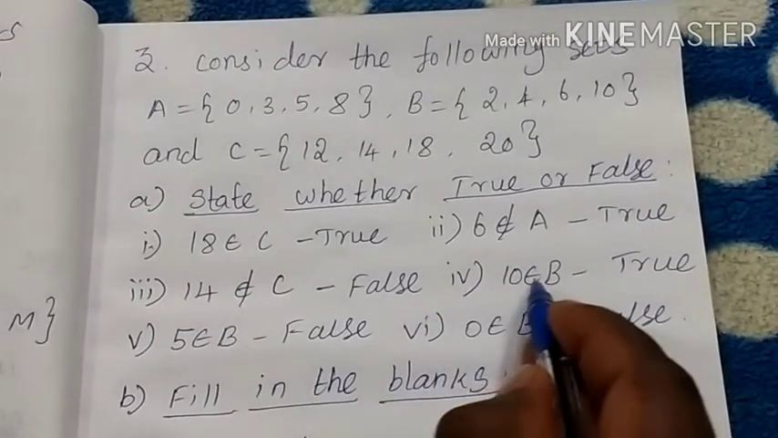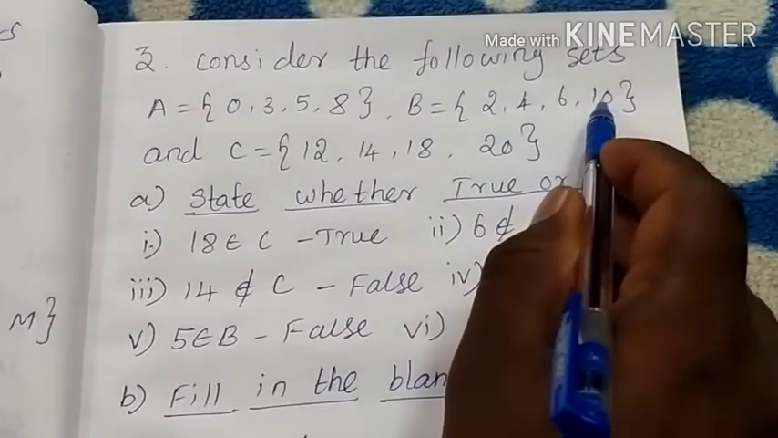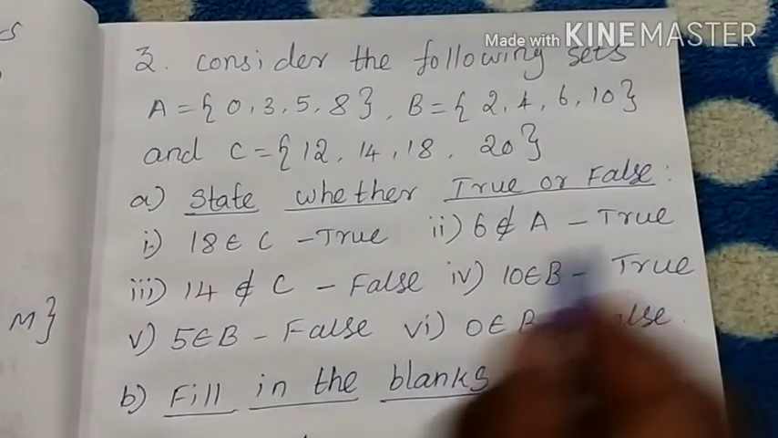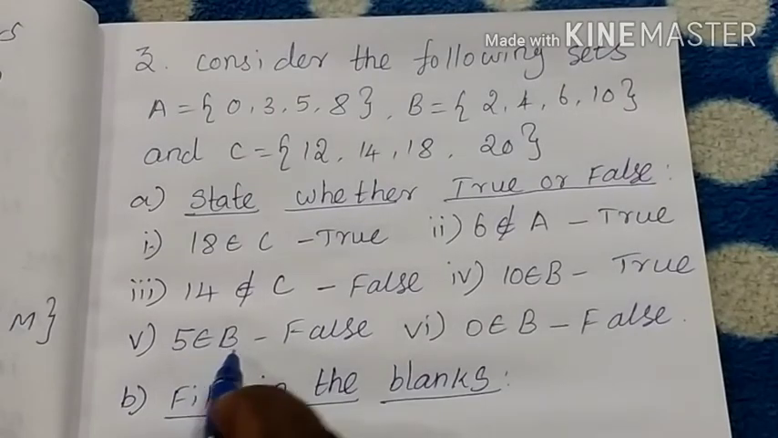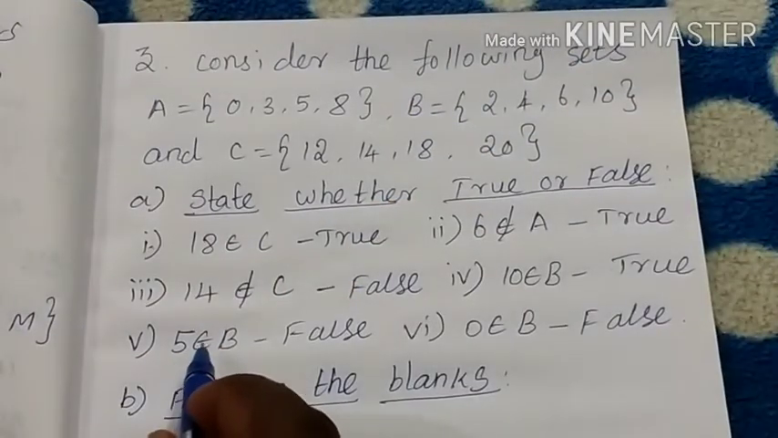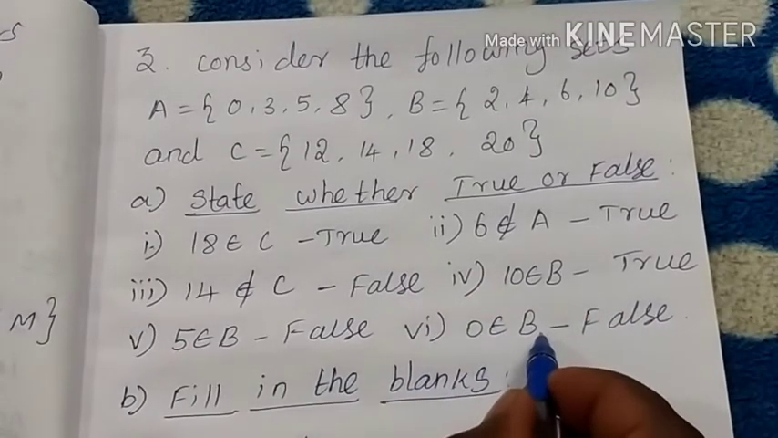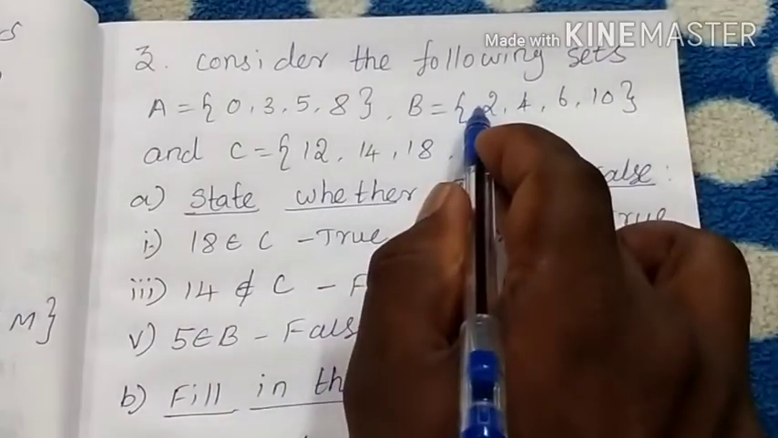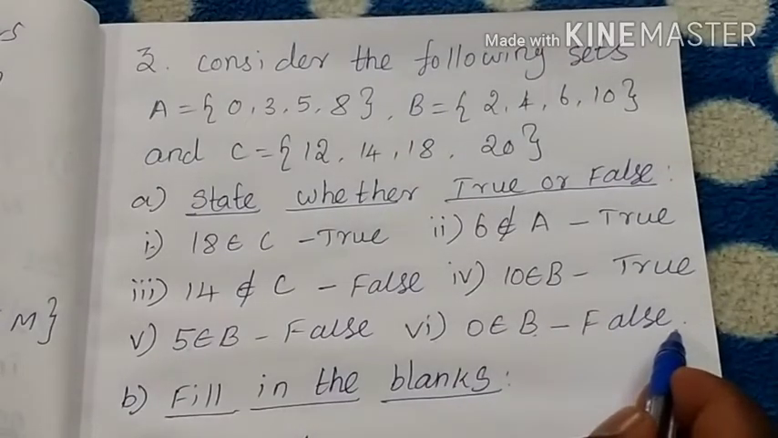Then the fourth question, 10 belongs to B. Now refer to the set B. 10 is in the set B, so 10 belongs to B is true. Then the fifth question, 5 belongs to B. Now also consider the set B. 5 does not appear in B, so 5 belongs to B is false. Then the sixth one, 0 belongs to B. Now consider B. Here there is no 0, so 0 belongs to B is false. Have you understood the true or false? Okay.